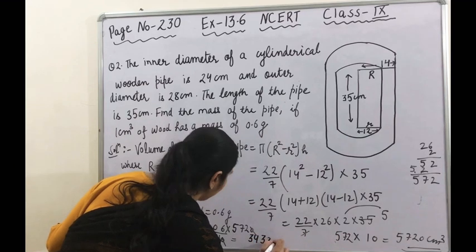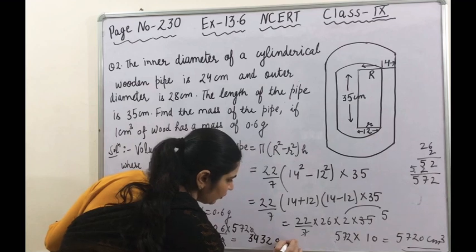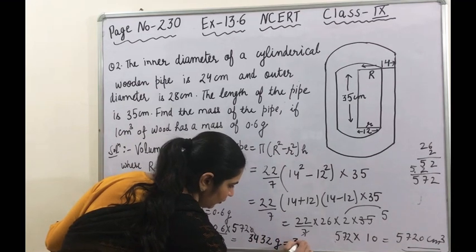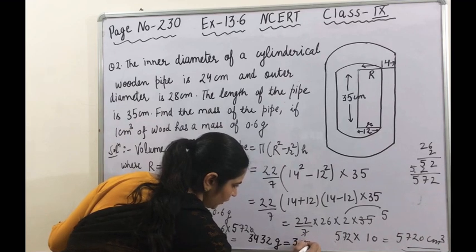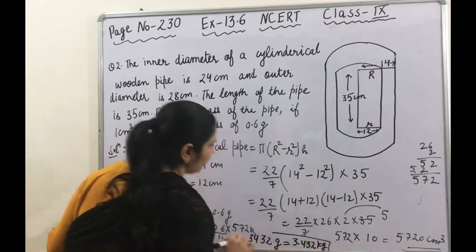This is in gram, and easily we can convert it into kilogram. By dividing by 1000, we can write 3.432 kilogram. This is the final answer.